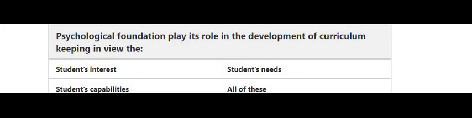Psychological foundation plays its role in the development of curriculum, keeping in view the students' interest, students' needs, students' capabilities, all of these. Correct answer is all of these. Psychological foundation plays its role in the development of curriculum, keeping in view students' interest, needs, and capabilities.